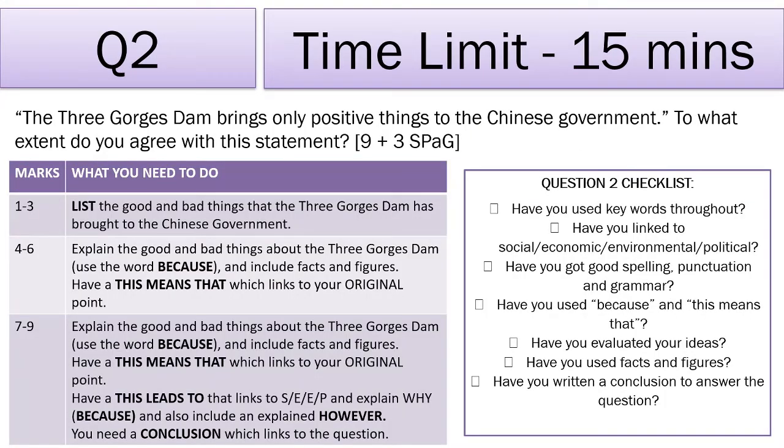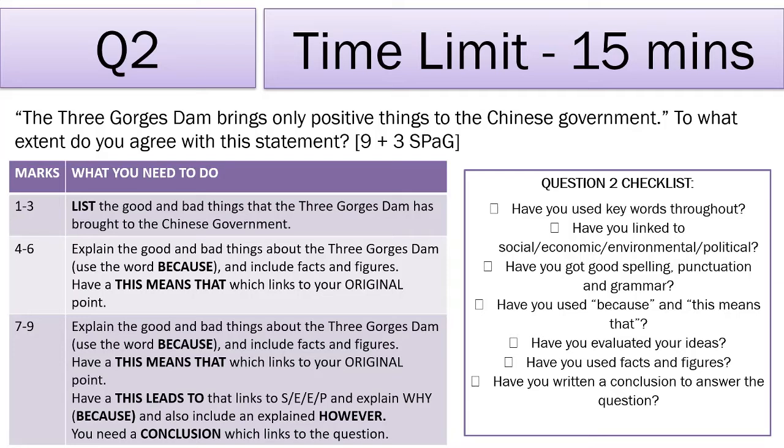Moving on to question 2 of your assessment today, year 8, we're looking at the question: the Three Gorges Dam brings only positive things to the Chinese government. To what extent do you agree with this statement? If we break that down, the Three Gorges Dam only brings good things to the Chinese government. Do you agree with the statement? Do you think that statement is correct?